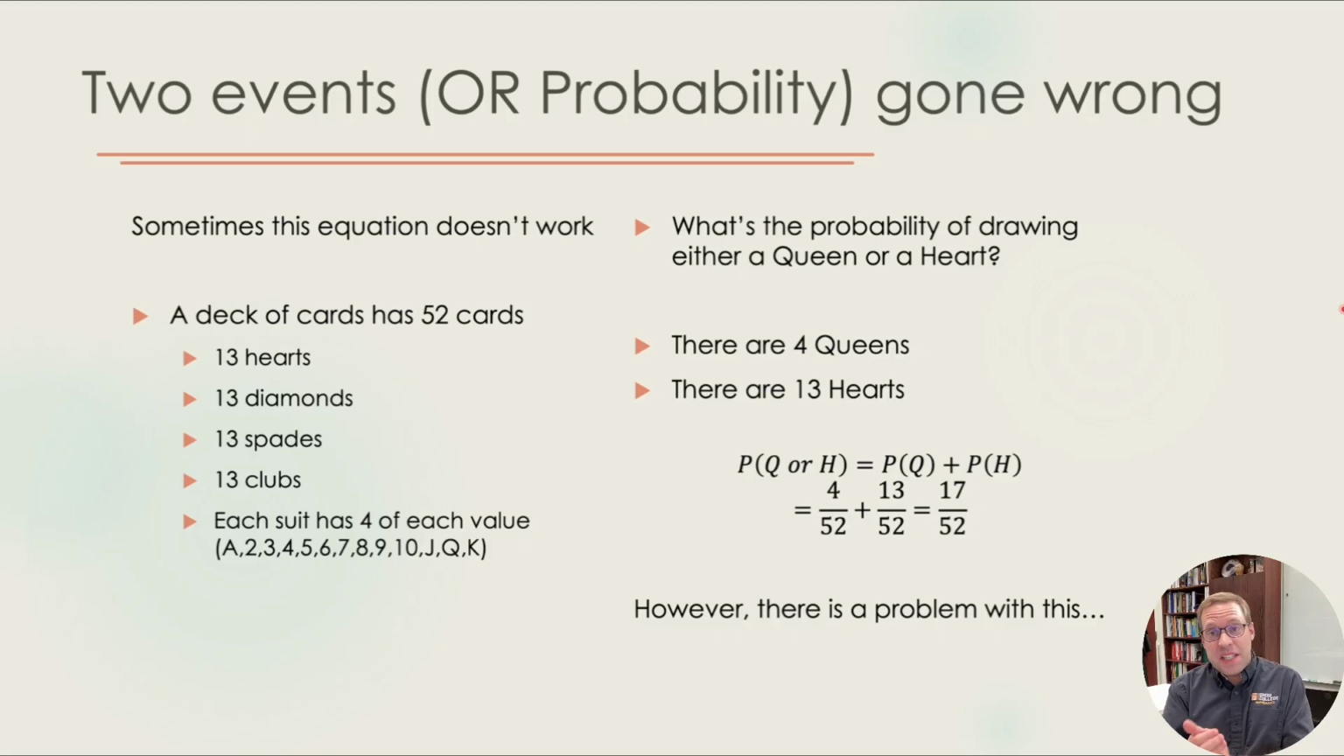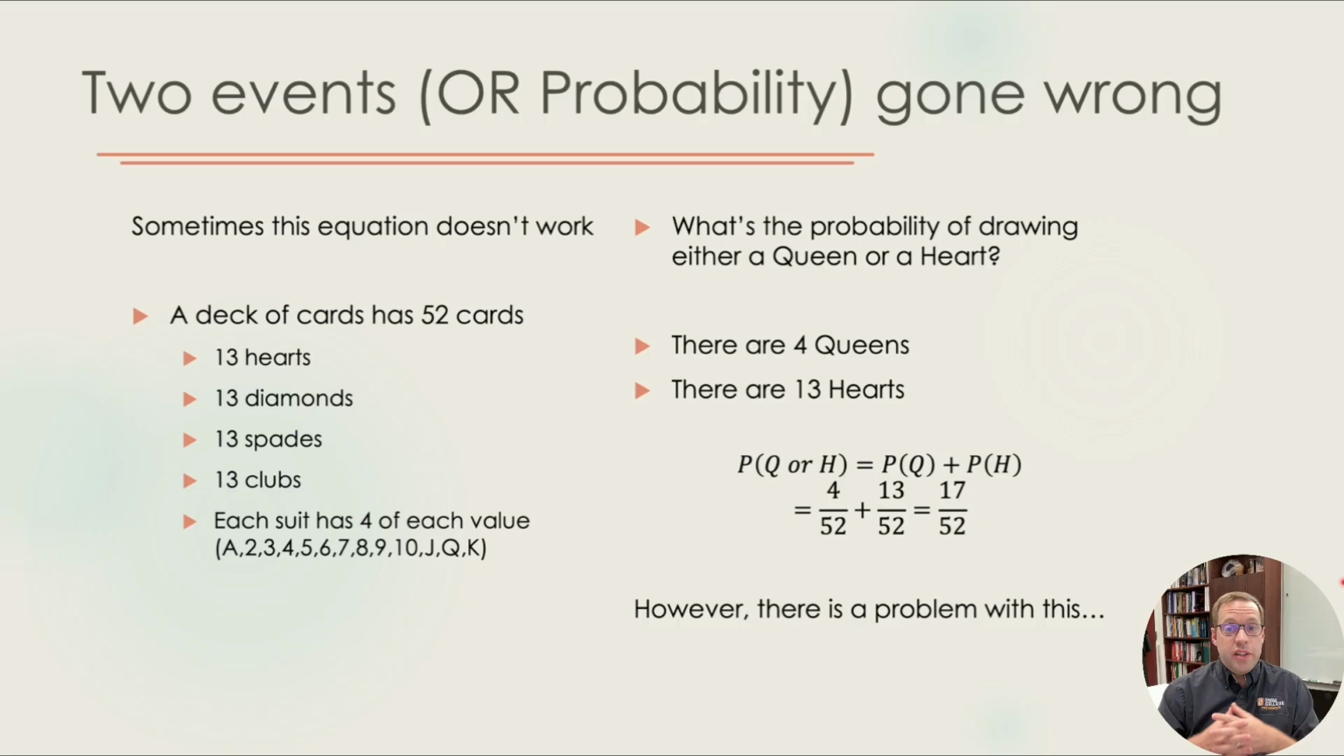Now, sometimes this goes wrong. Here's another example. Let's take a deck of cards. A deck of cards has 52 cards: 13 hearts, 13 diamonds, 13 spades, 13 clubs. These are the 4 suits in a deck of cards. And each suit has 4, that is a typo there. Each suit should have 1 card of each value: ace, 2, 3, 4, 5, 6, 7, 8, 9, 10, jack, queen, king.